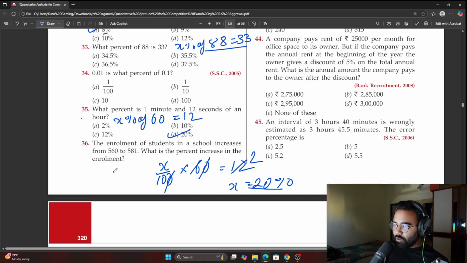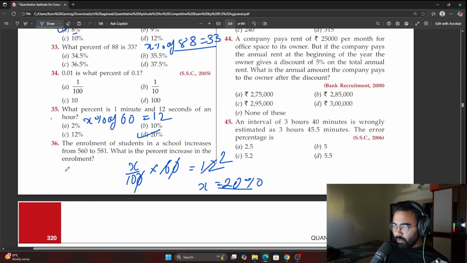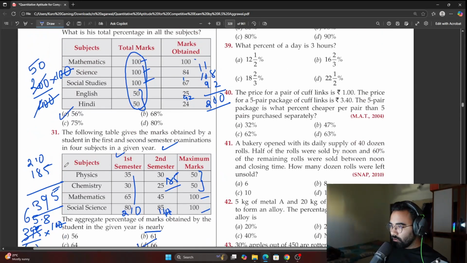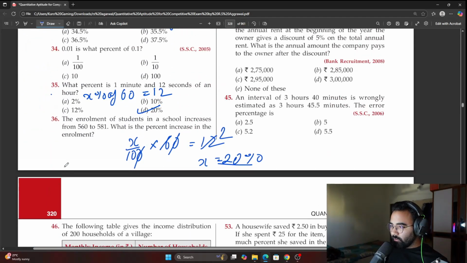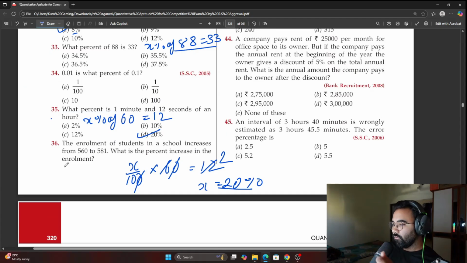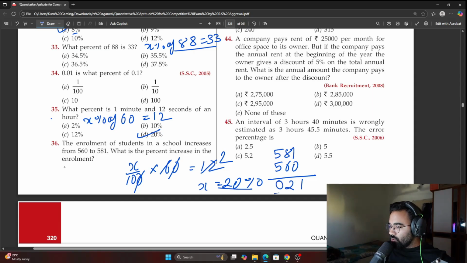All right, we move on to the 36th one. The enrollment of students in a school increases from this to this. What is the percentage increase in the enrollment? I think we have solved enough questions of this kind. Again, we follow that formula of part upon whole, and then so what is the increase? Increase is 581 subtract 560. That should give you 21. So this is the number of increase.